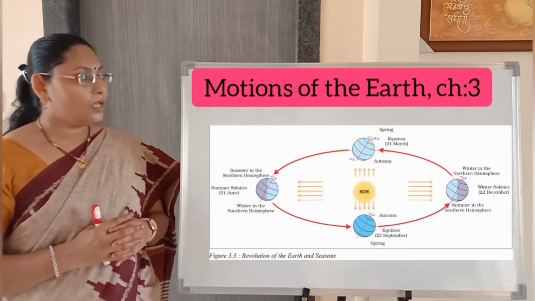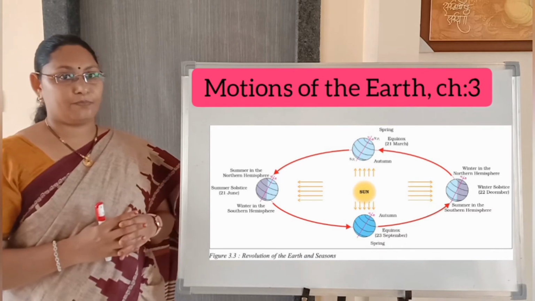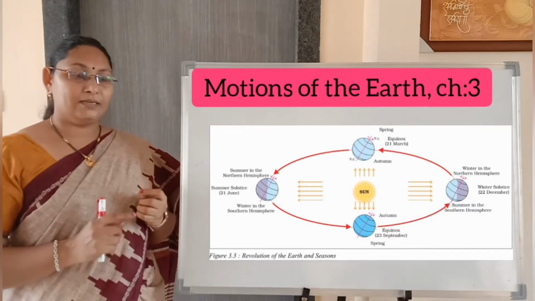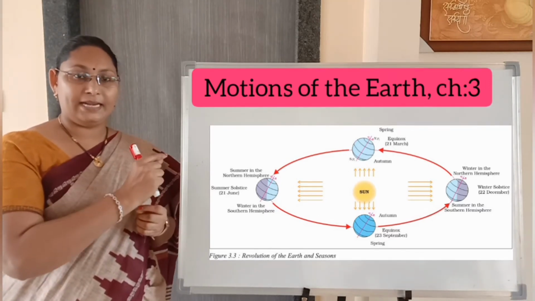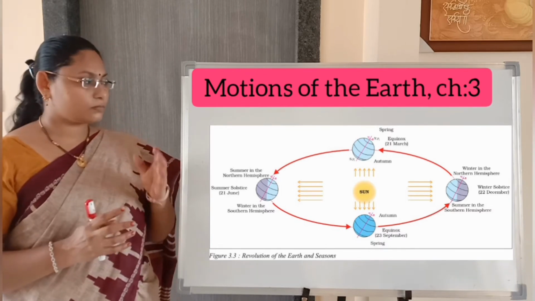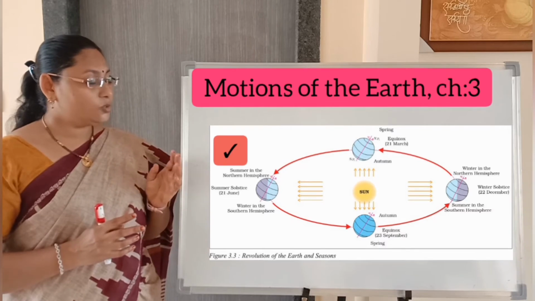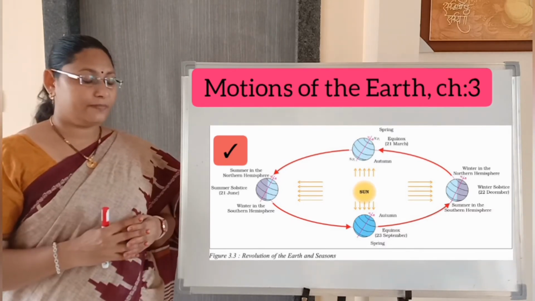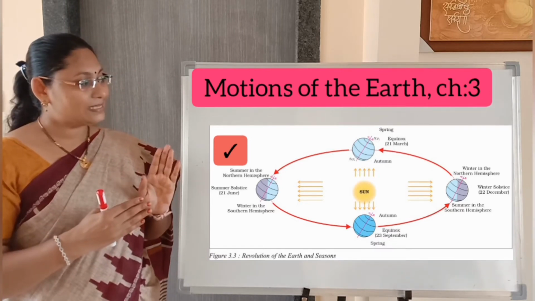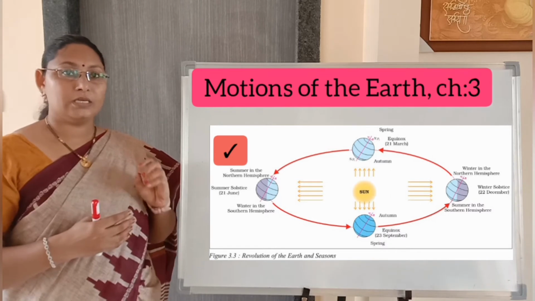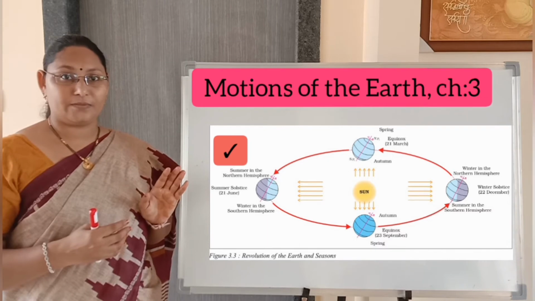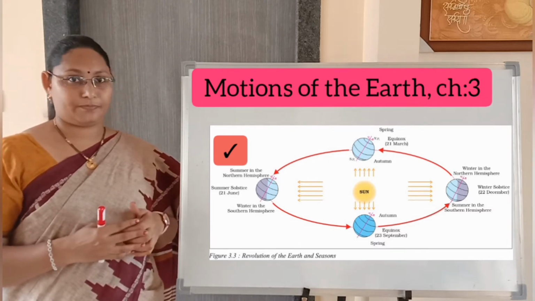If you look at this diagram carefully, follow the dates which I am telling. Keep watching the date and the position of the earth on that date. We will start with June 21st. On June 21st, the northern hemisphere is slanted towards the sun, so the Tropic of Cancer will get much of the sunlight.